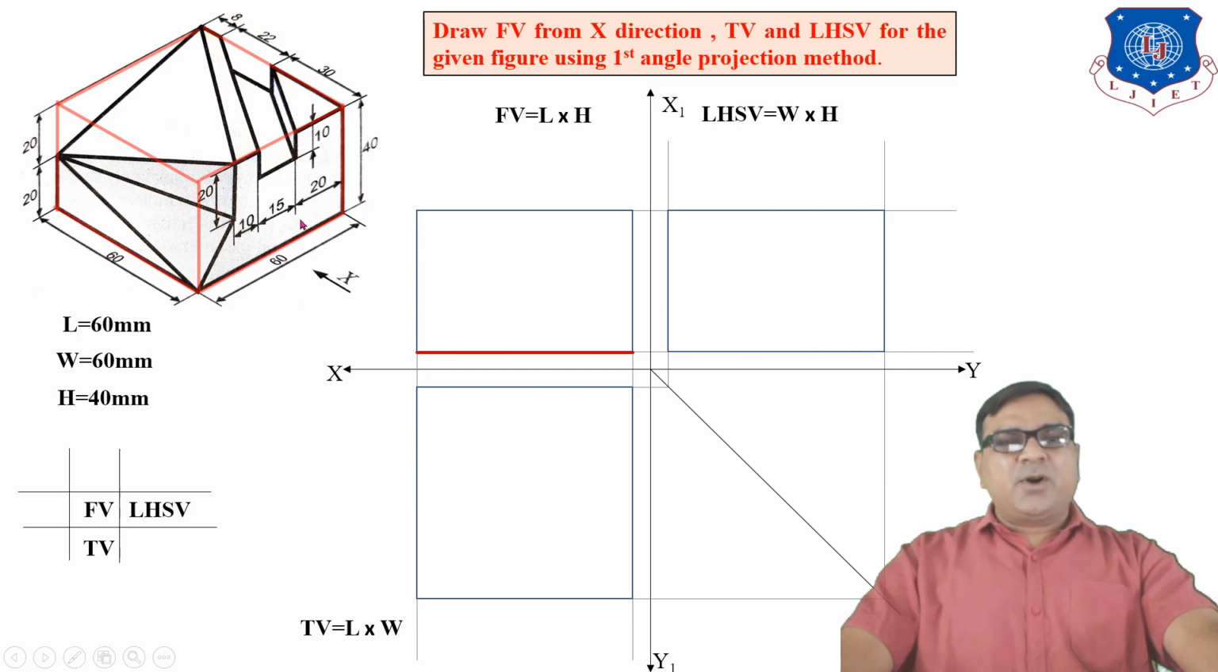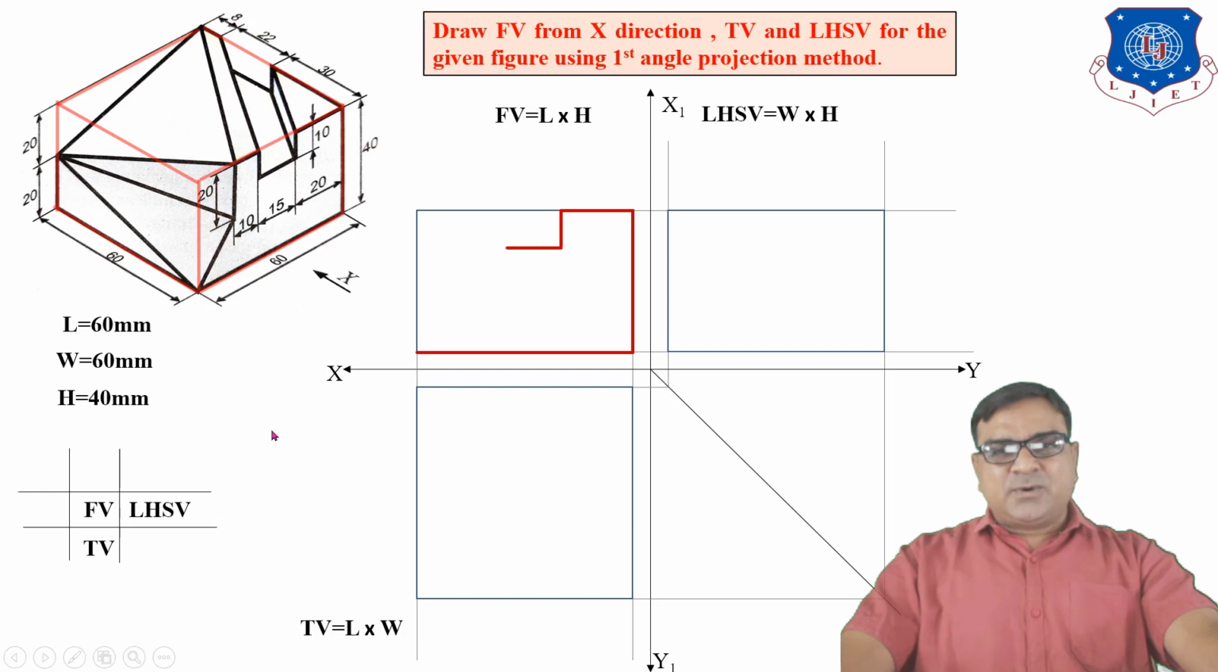Start your drawing from the bottom of the object, which is a plane surface, 60 mm. This is the position for the front view. When we observe the front view, start with the bottom plane, the base: a horizontal line of length 60 mm, then a vertical line 40 mm, then draw a 20 mm horizontal line, then a vertical line 10 mm here because there is no material here.